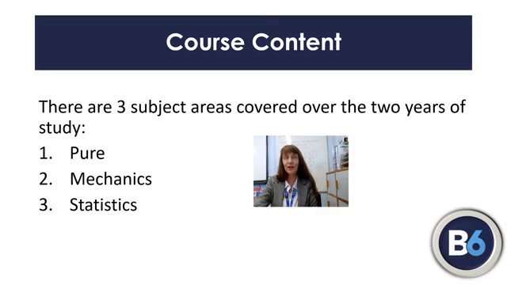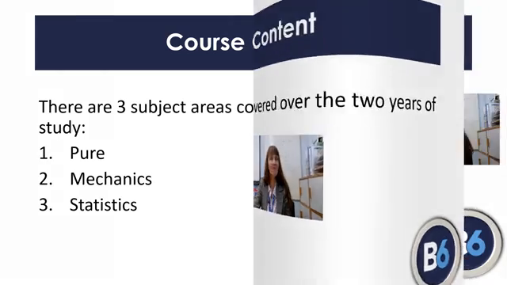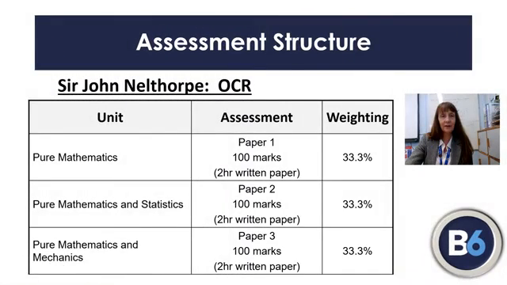The A-Level course content is divided into three key topic areas. The largest proportion is the pure content, and then we have two sections that cover the mathematics, the mechanics and the statistics. Although the content is the same, at Sir John Nelthorpe we use the OCR exam board, whereas at the Vale Academy they use the AQA exam board.